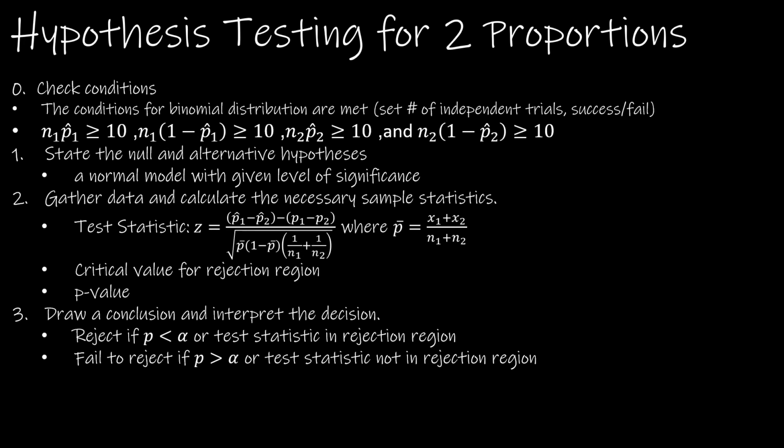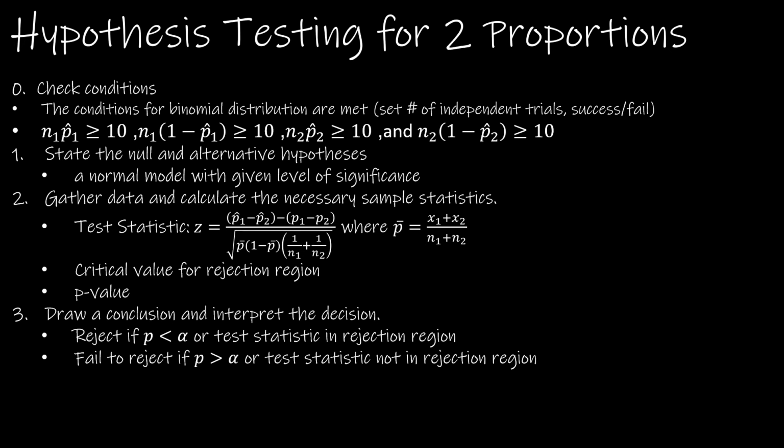First, the conditions for a binomial distribution must be met, which means a set number of independent trials and it's success-fail. And then n1 times p hat 1 is greater than or equal to 10, and then essentially n1 times 1 minus p hat 1, and then n2 times p hat 2, and n2 times 1 minus p hat 2. All have to be greater than or equal to 10.